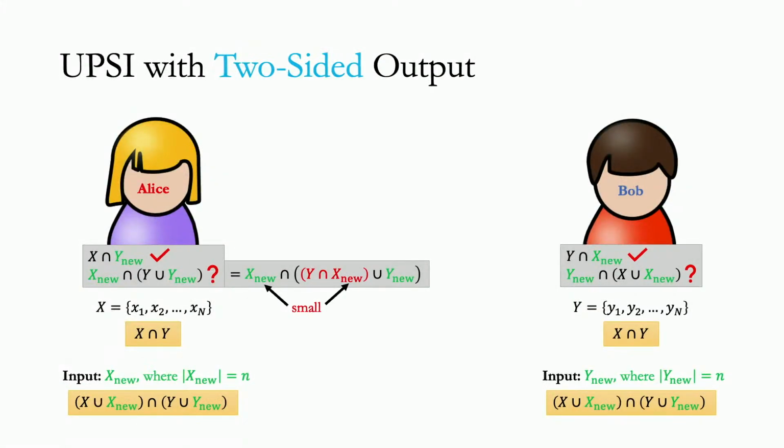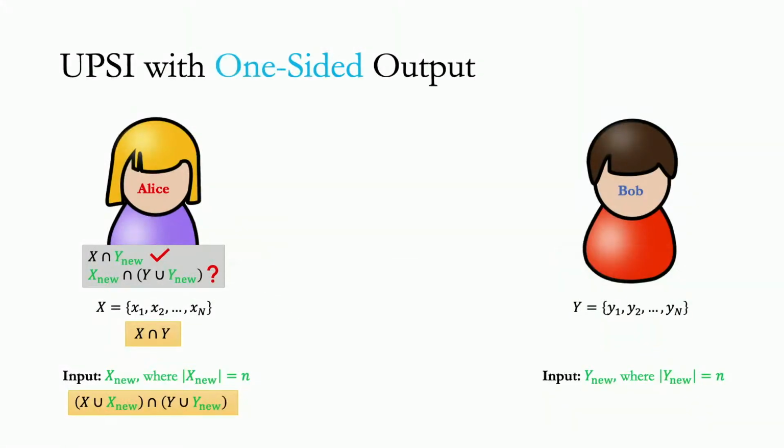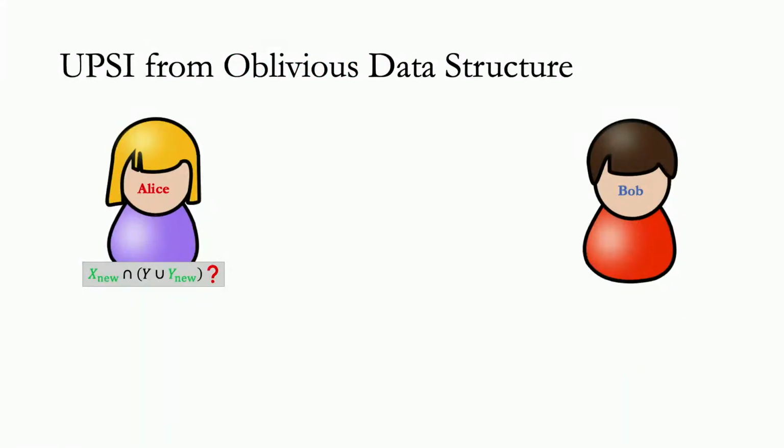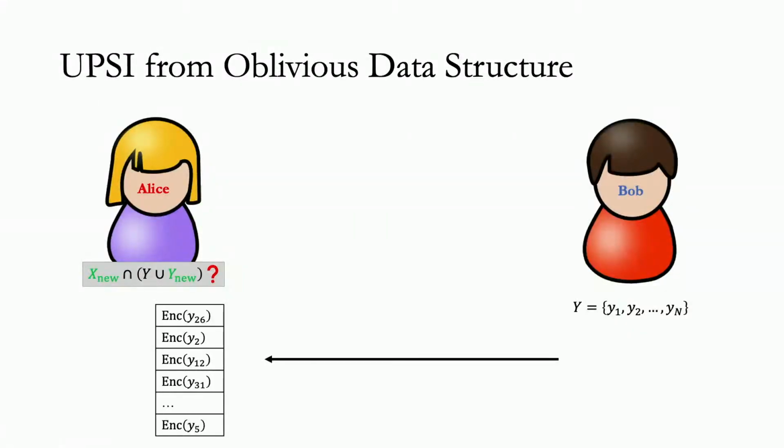But if you look at this protocol, it heavily relies on the fact that both parties learn the output. If only one party learns the output, this protocol doesn't work. So how can we do one-sided output? In one-sided output, Alice can still learn this. The question is how to do this. We're going to do this from what we call an oblivious data structure, where at a high level, it works as follows. Bob has a large set, and he's going to store this set in a somehow randomly shuffled manner and also encrypted form on Alice's side.